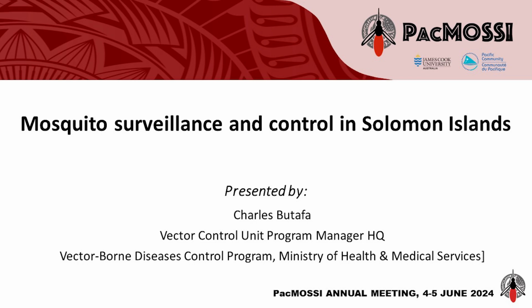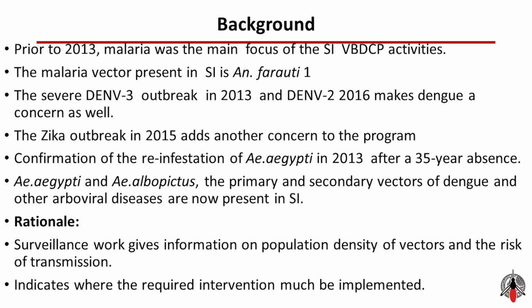Prior to 2018, malaria was the main focus of the Solomon Islands vector program activities, and the main vector we have is called Anopheles farauti. But then, as if the fight against malaria is not enough, we got two dengue outbreaks: dengue 3 in 2018 and in 2016 it was dengue virus 2. And then we had another virus disease outbreak, Zika virus, in 2015.